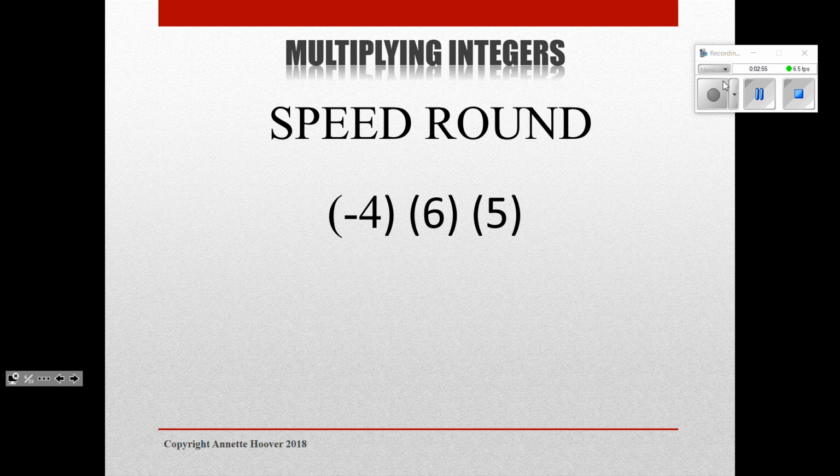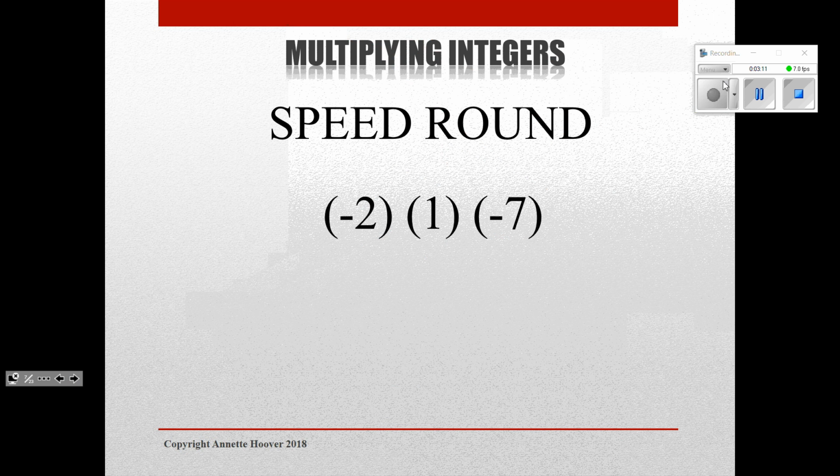I'm going to do the 6 times 5 first. 6 times 5 is 30. 30 times 4, 3 times 4 is 12. Add a 0. That would be negative 120 because there is 1 negative sign. 2 times 7 is 14. There are 2 negatives that fly together to become positive, so that is a positive 14.